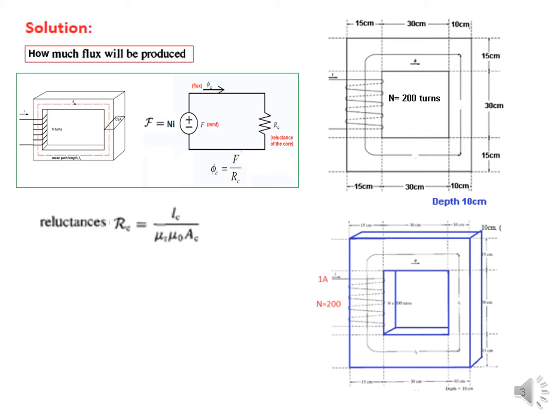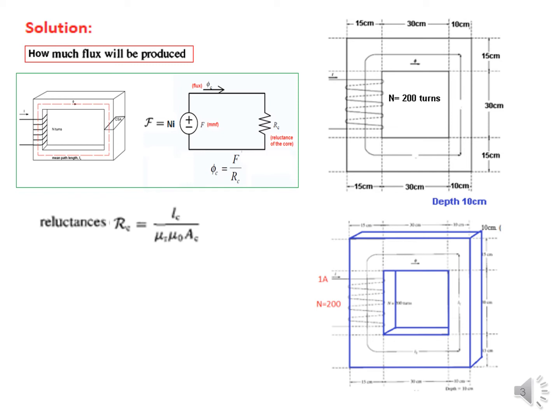Now the formula for calculating reluctance is core length or mean core length divided by mu r, mu naught and Ac. Now first of all, what is the mean core length? If you see this core, this is the inner dimension of the core and this is the outer dimension of the core. So we take an imaginary line and we call it the mean path. So this path we have to find out. We also have to find the area of cross section Ac, and these two values are generally known.